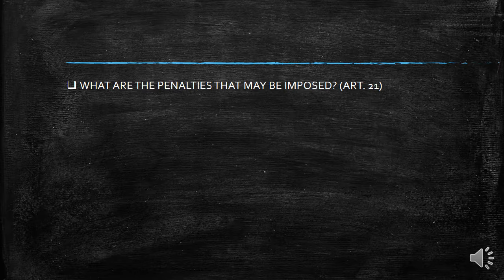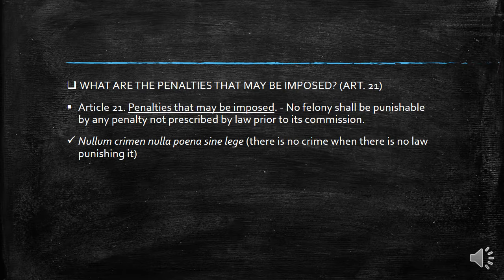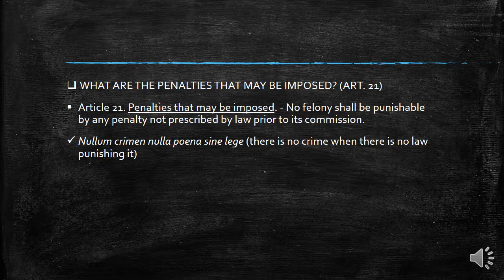Now, what are the penalties that may be imposed? This is very important because under Article 21, it states that no felony shall be punishable by any penalty not prescribed by law prior to its commission. This leads us to the criminal law principle of nullum crimen nulla poena sine lege. In English, it means there is no crime when there is no law punishing it.